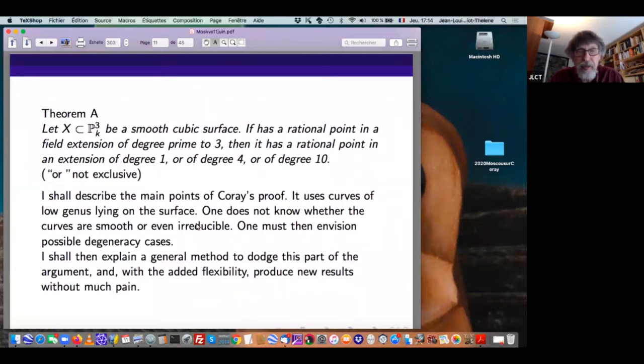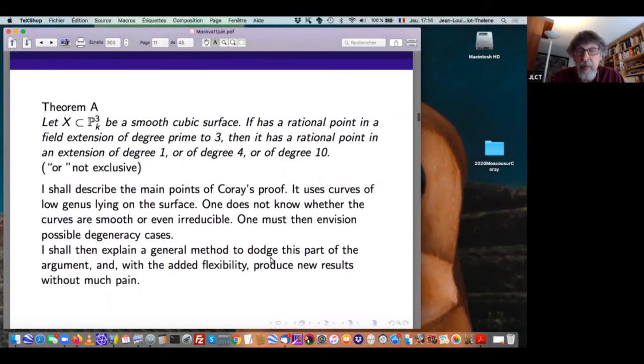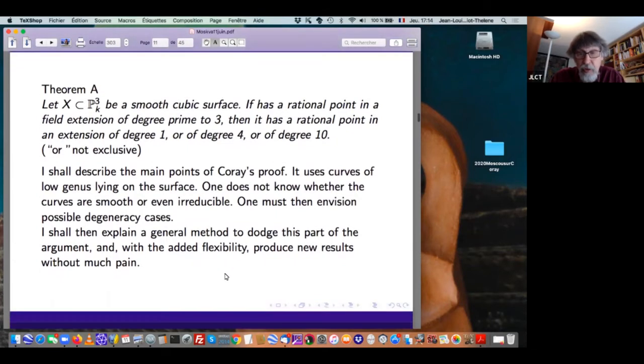So Corey uses curves of low genus lying on the surface. And the curves he uses, one doesn't know whether they are smooth or even irreducible. And so what he does is that he constructs these curves, which he finds in linear systems, and he says, oh, okay, well, if they're reducible, then I will produce another argument, or I'll manage all the same. Okay? So I will explain a general method to dodge this part of the argument, and with the added flexibility, I produce new results without much pain.